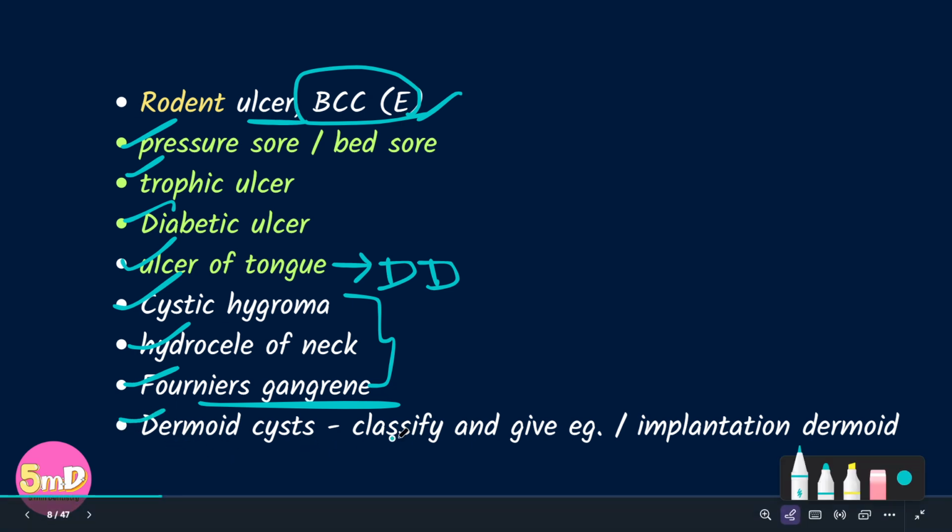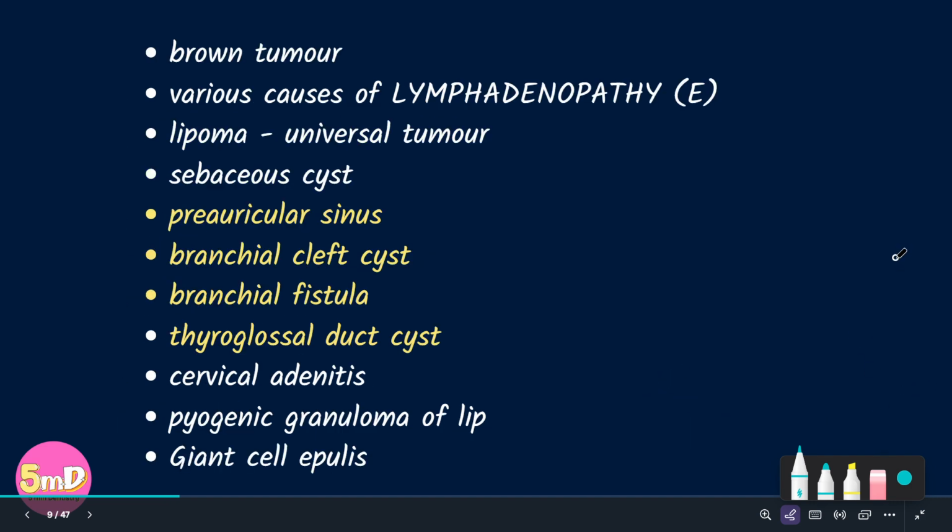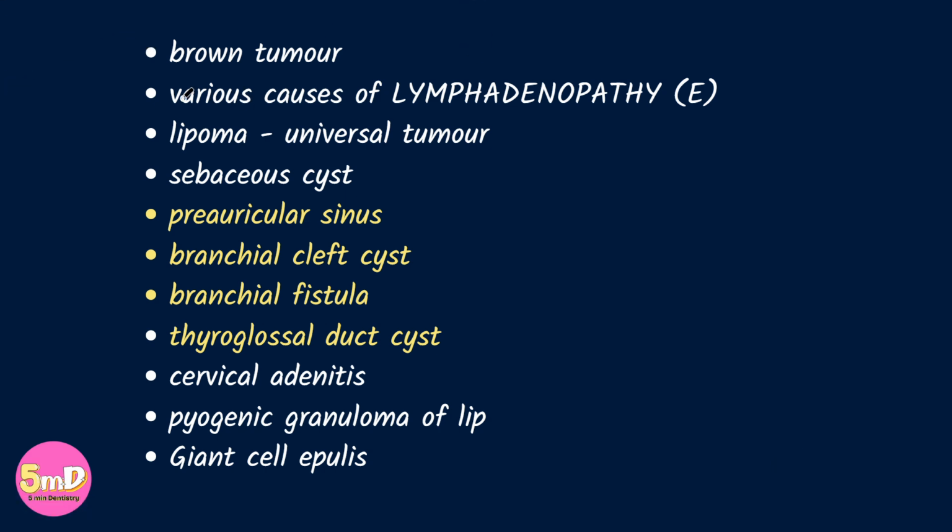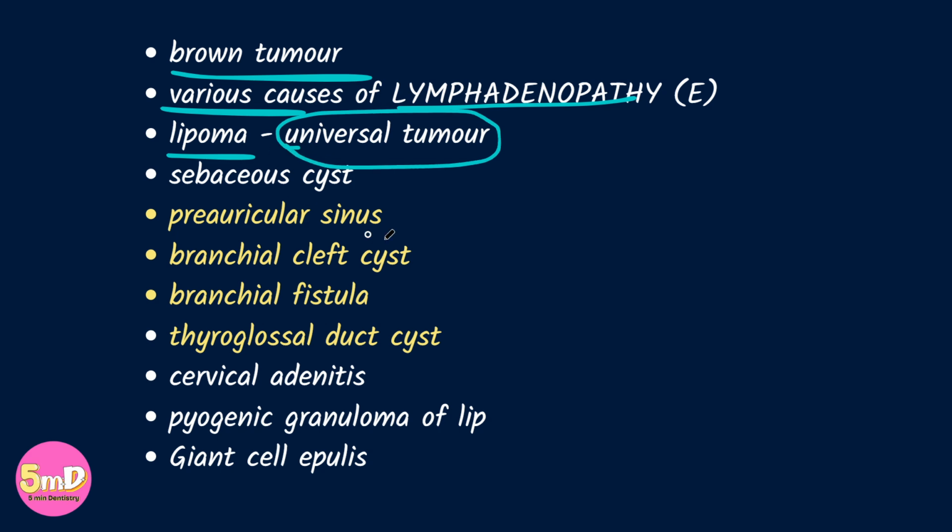Dermoid cyst, you should classify and give an example for each type of dermoid cyst. Implantation dermoid alone has been asked as a short note once. So brown tumor, various causes of lymphadenopathy have been asked as an essay. Brown tumor is seen in parathyroid related issues. Lipoma, it's also known as the universal tumor. So if they ask universal tumor, you should know it is about lipoma.